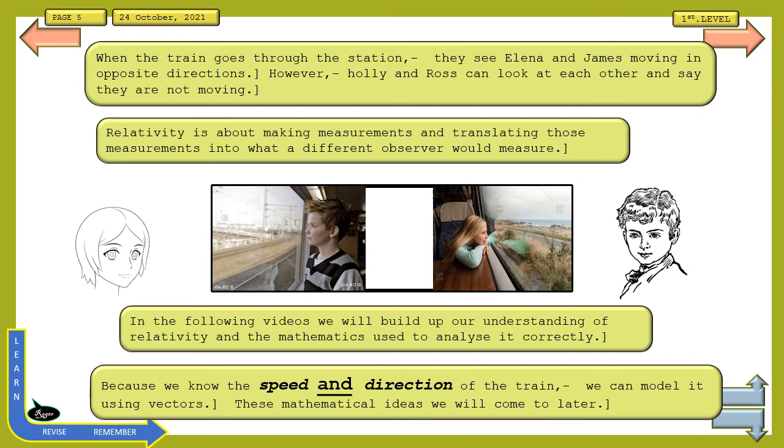Now, because we know the direction and the speed of the train, we can model it using vectors. These are mathematical ideas we will come to later.